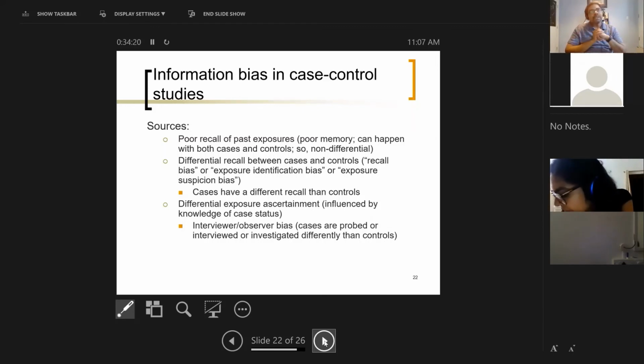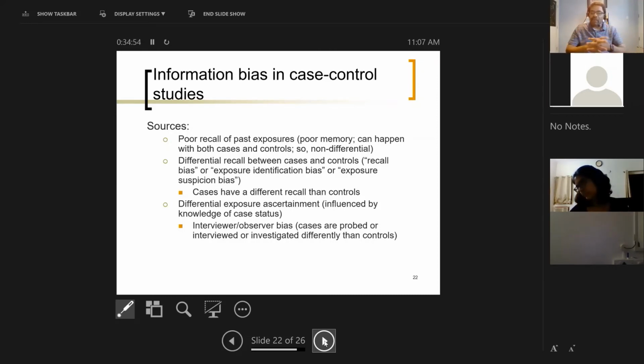So if I was a case of lung cancer and you interviewed me on my smoking history, and I already know smoking and lung cancer is associated, right? I've read it in the newspapers. Am I likely to remember better because I'm already a case and give you much more accurate information as opposed to if I didn't have lung cancer, right? That is differential recall, because cases and controls can remember events in the past differently because of the fact that they have disease or they don't have the disease.